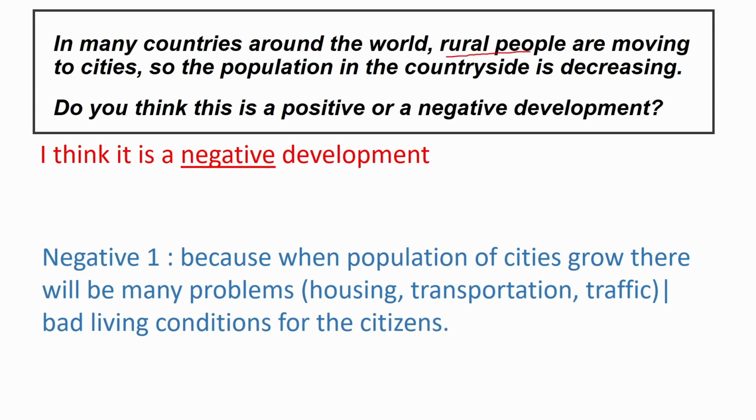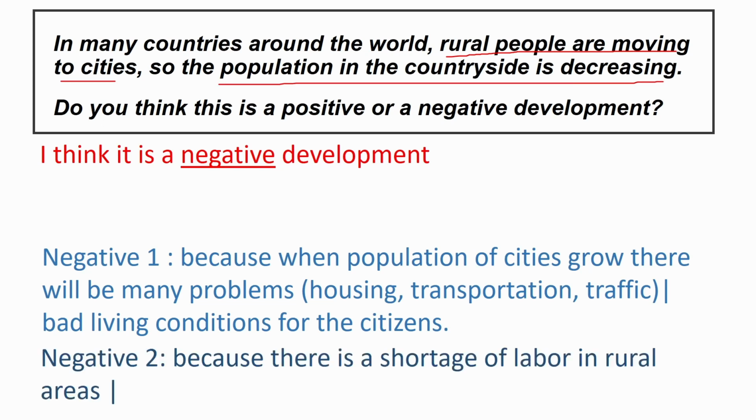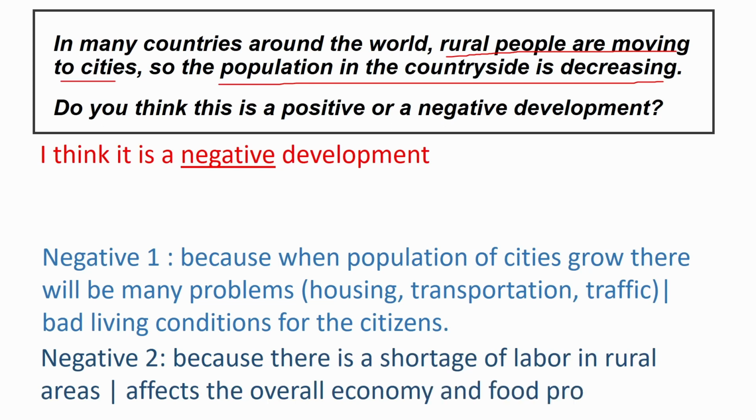So this is about the first part of the question, that rural people are moving to cities. Now I need to give a reason for the second part. The population in the countryside is decreasing. So what is negative about that? Because there is a shortage of labor in rural areas. So it means there won't be any farmers in rural areas or the countryside to work on lands, right? So what is the result of that? It affects the overall economy and food production, right?